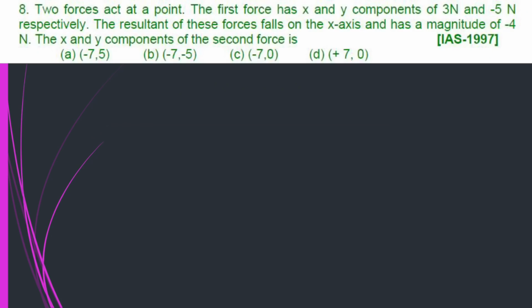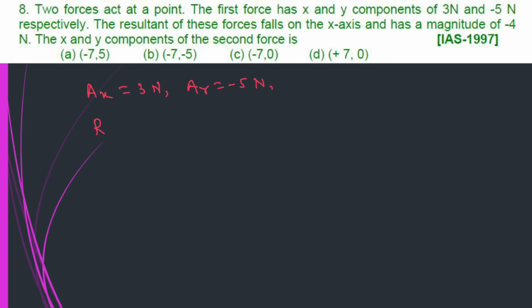Question: two forces act at a point. The first force has X and Y components of 3 Newton and minus 5 Newton respectively. The resultant of the forces falls on the x-axis and has a magnitude of minus 4 Newton. What are the x and y components of the second force? So let the first force be A. A has x component 3 Newton and y component minus 5 Newton. The resultant of these forces falls on the x-axis, so the resultant is R.